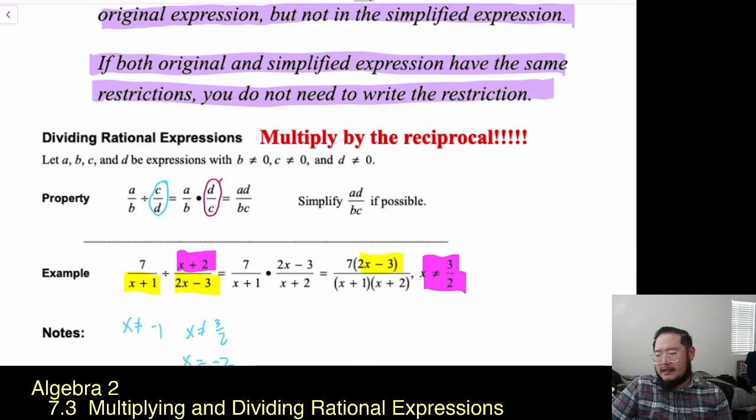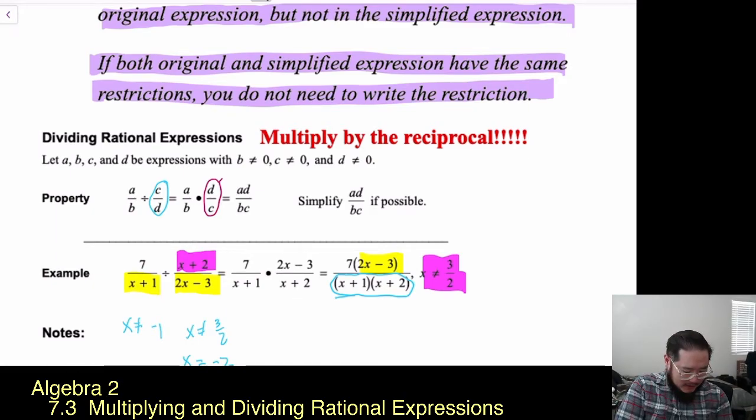Why am I not adding x equal to negative 1, or x equal to negative 2? The reason is that, because they're in the denominator, I should already know that those are restrictions. Because it's already there, I do not have to include that in my final answer, because it's already embedded. They're expecting you to understand and realize that now, at this part in your Algebra 2 knowledge and journey.